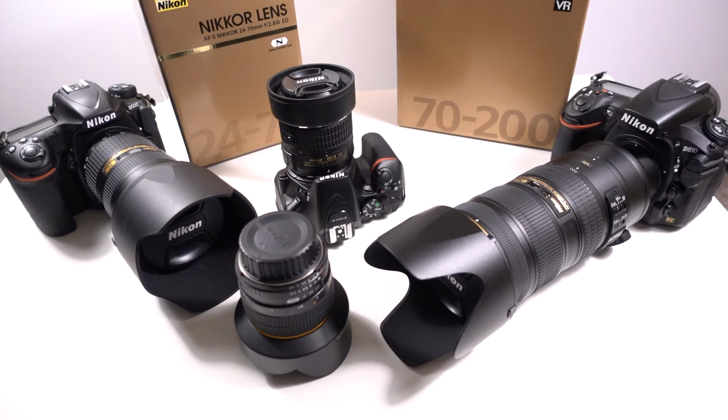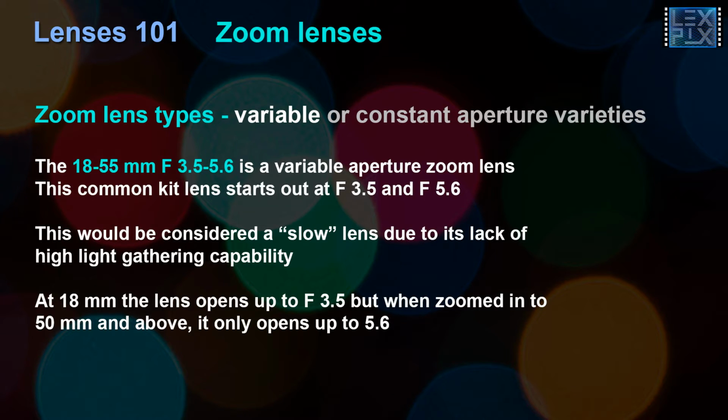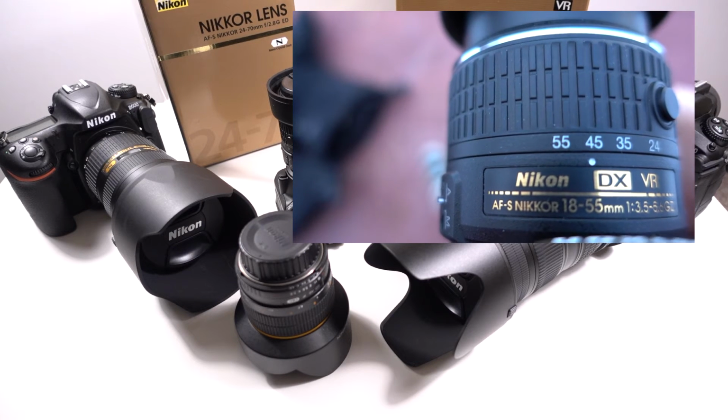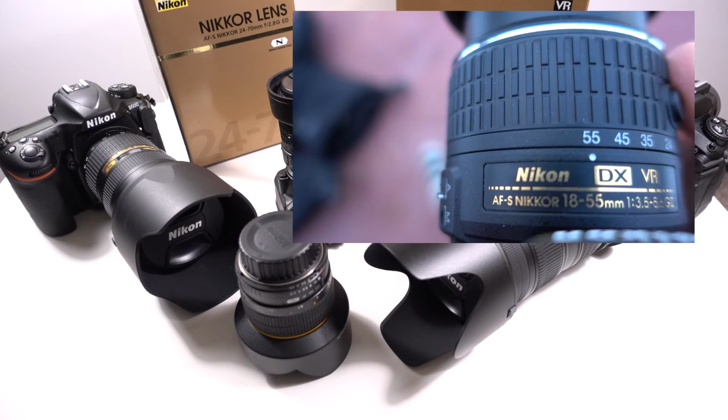So the zoom lens types are the variable or constant aperture varieties. The 18 to 55 here, I know I keep using that as an example, is f3.5 to 5.6, a variable aperture zoom lens. It starts at about f3.5 and ends at 5.6. So this doesn't end at 5.6, but it starts at 5.6 at the far range of the focal length. So this would be considered a slow lens due to the lack of high light gathering capability. At 18 millimeter, the lens opens up to f3.5, and as I mentioned before, at 50 and above, it only opens up to 5.6.